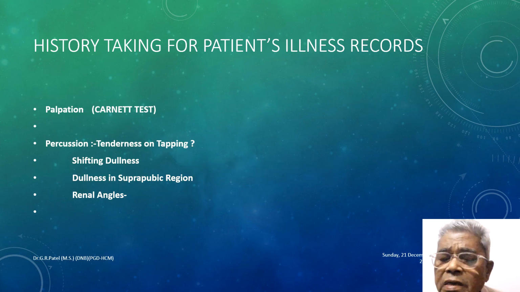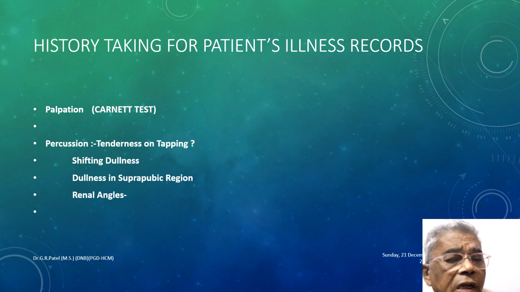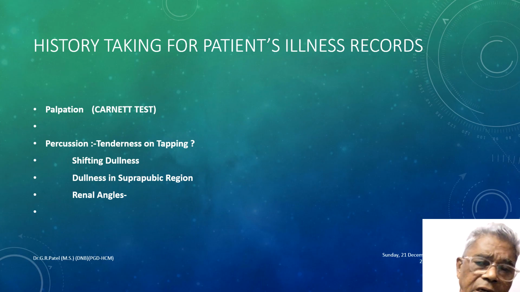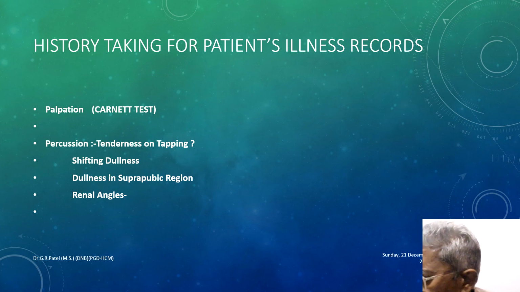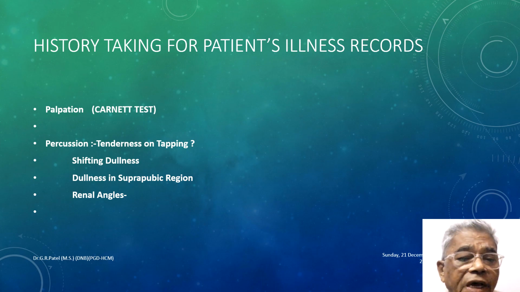Then on palpation, while doing the leg raising test or head raising test, you must look for whether the lump is intraperitoneal or extraperitoneal. That is very important. Then percussion, tenderness on tapping is an unequivocal sign of peritonitis. Then shifting dullness must be looked for in case of ascites, or shifting dullness may be present in case of splenic rupture hematoma, what is called Balance's sign.